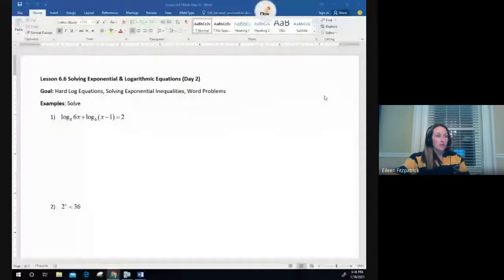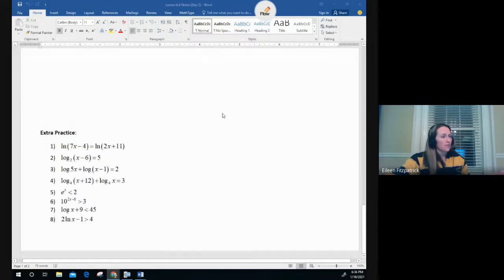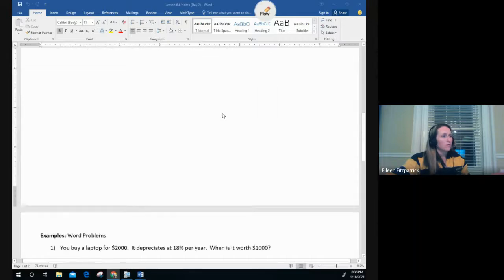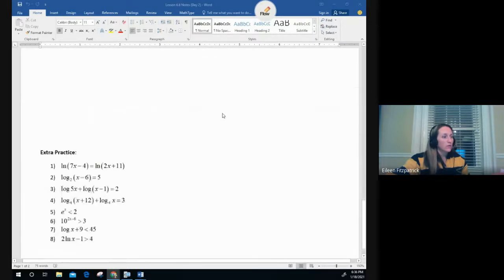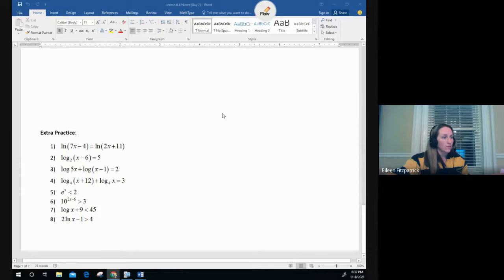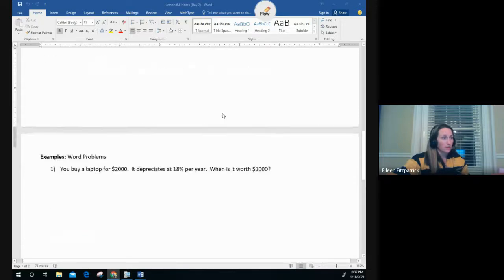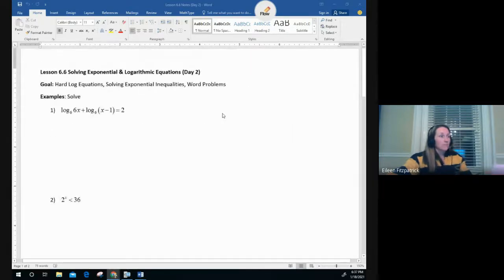In today's lesson, we're going to look at, again, solving exponential and logarithmic equations. We're going to look at some harder log equations, solving exponential inequalities, and word problems. So it looks like we have a total of 5 problems that I'm going to work you guys through, and then you have some extra practice problems to work on as well that I will maybe provide the answers to, but you guys work on those independently, okay?